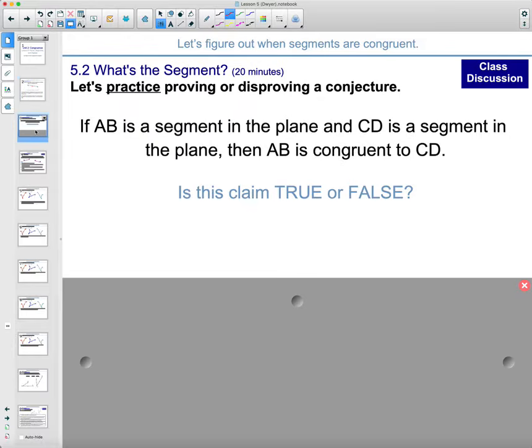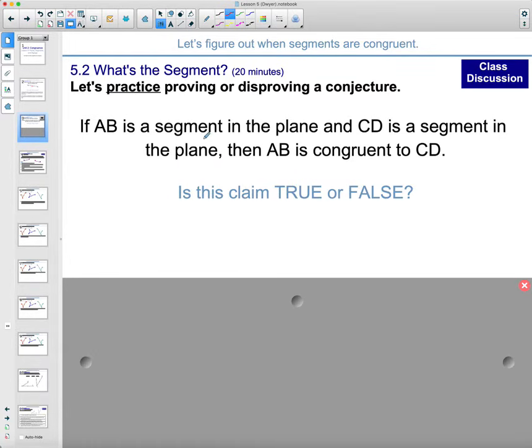So let's take a look at this next one. This is not in your textbook. Let's take a look at this statement. It says, if segment AB is a segment in a plane, and segment CD is in the plane, then segment AB and CD have to be congruent to one another.